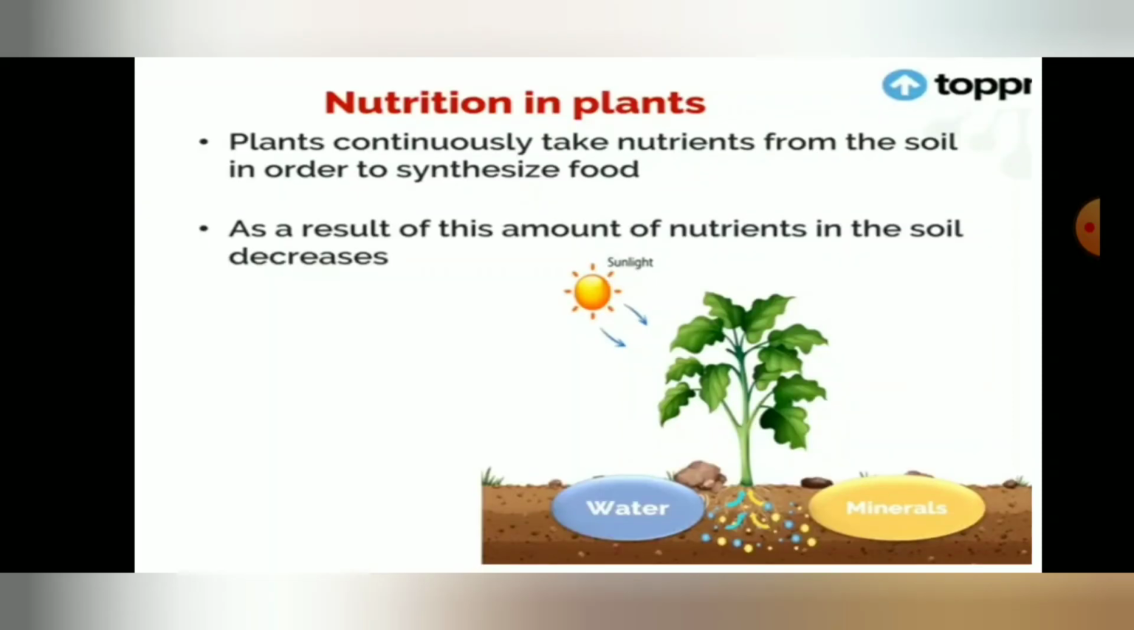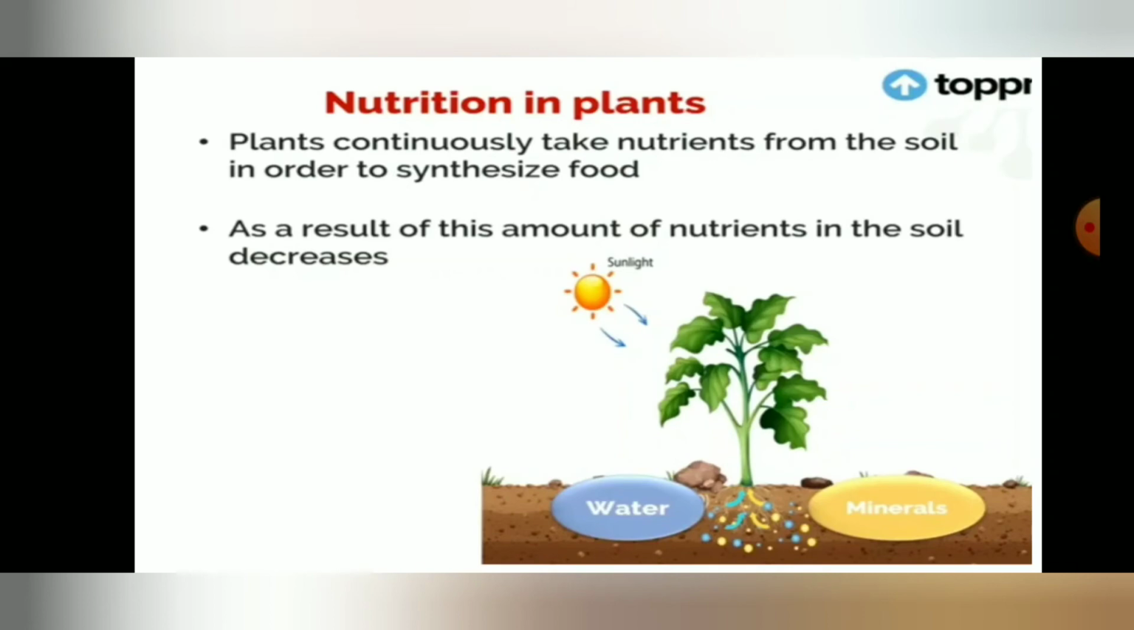Okay. See, in this slide you can observe nutrition in plants. The plants continuously take nutrients from the soil in order to synthesize food. You know that plants have the capacity to prepare food. How do they prepare the food? By the utilization of the nutrients present in the soil. Okay. After the growth of the plants, what happens? As a result, the amount of nutrients in the soil decreases.